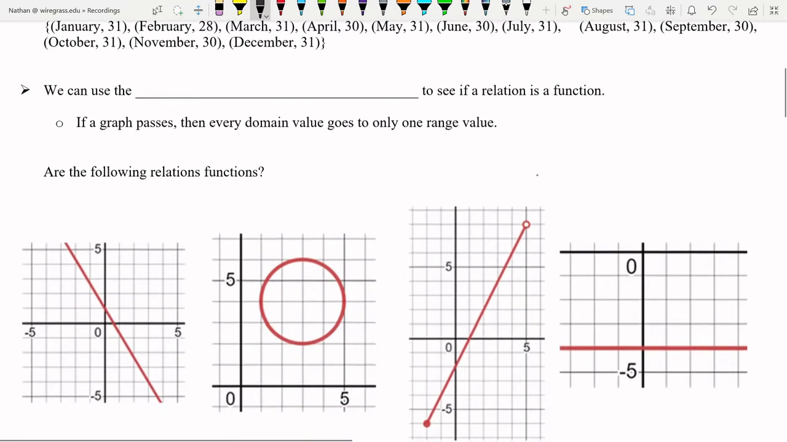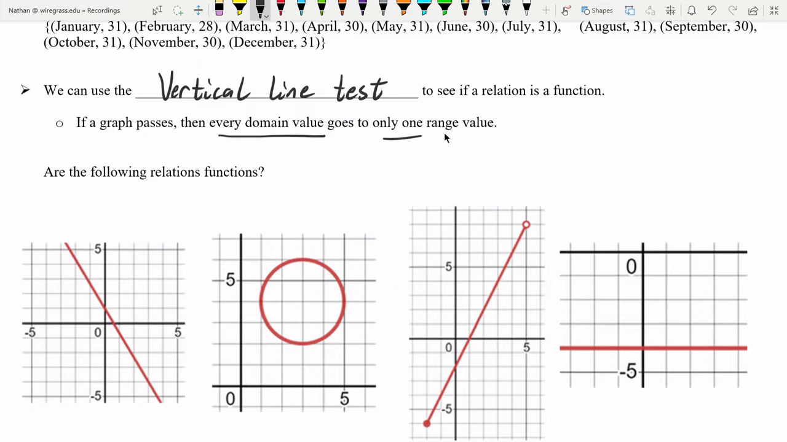Now, I was showing you how to look at the domain values going to range values for each individual thing. But for continuous relations, there's actually a better test. We can use the vertical line test. If the relation passes the vertical line test, then every domain value goes to only one range value, and that means it's a function. The vertical line test is quite simple.